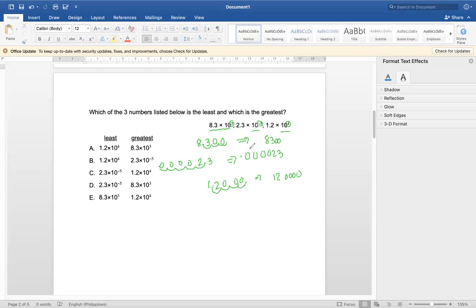So to answer the question, which is the least and greatest, if you can notice, this is the least number among the three, and this is the greatest number. So the least number is this, and the greatest number is this. Looking up among the choices, this is the least number, and the greatest is 1.2 times 10 to the power of 4, leading to the answer being letter C.